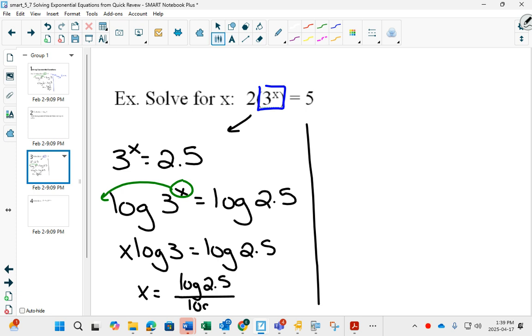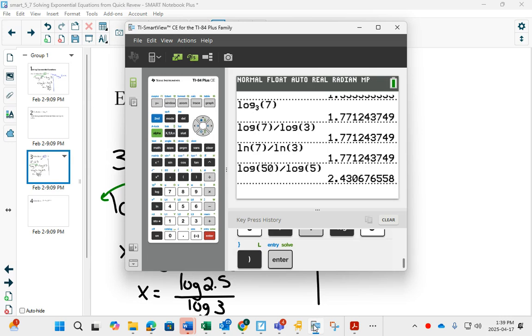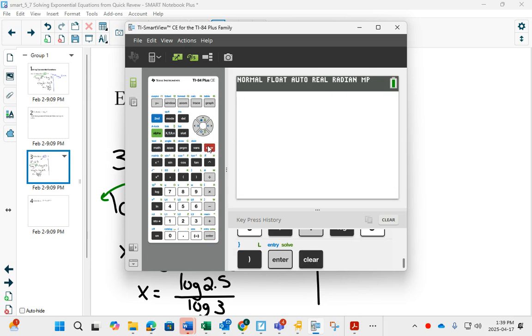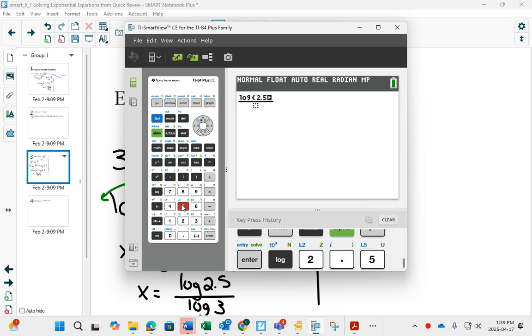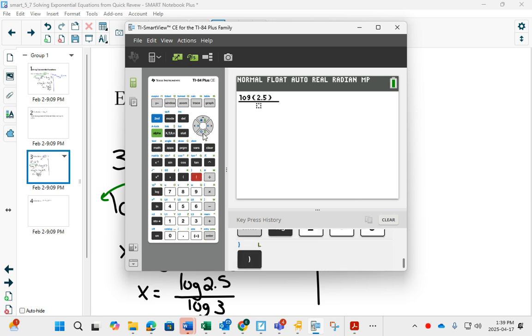Oh, and I want to show you something else super cool with your calculator. So I get x is equal to log of 2.5 divided by log 3. I'm going to take out my calculator, maybe. Yeah. And I'm actually going to write this in. And it comes out as a decimal, 0.834.